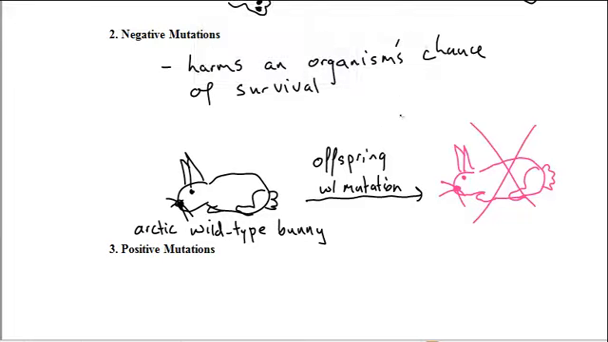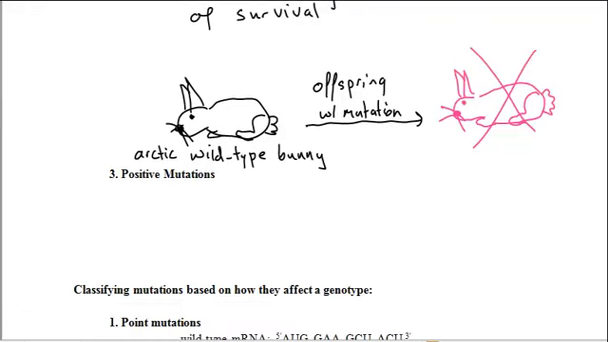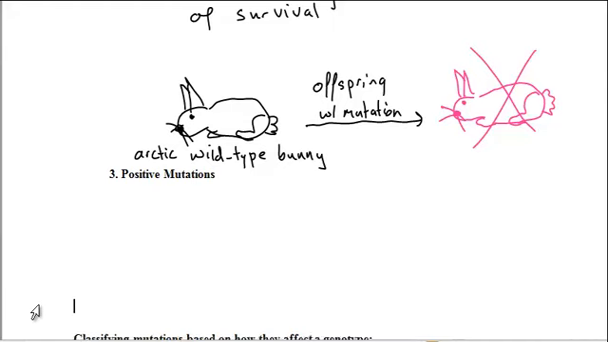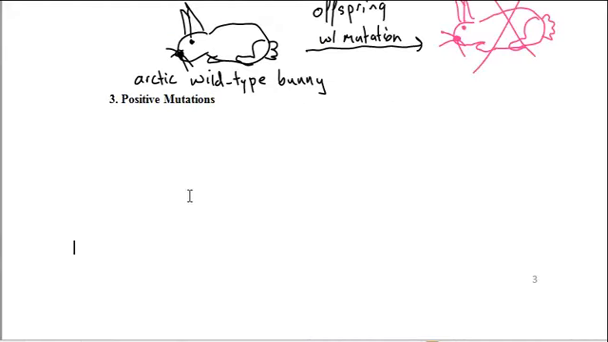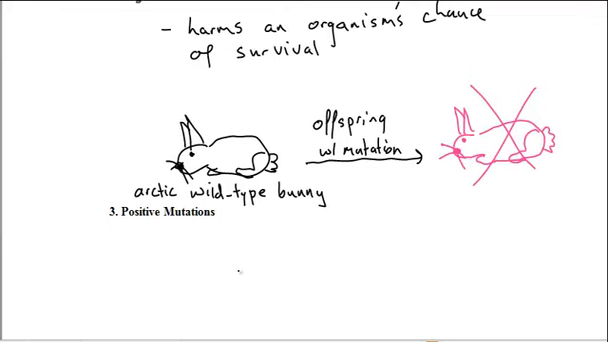Okay. And the last one is a positive mutation, and at this point you can probably guess that a positive mutation helps an organism survive. So it enhances an organism's chance of survival.